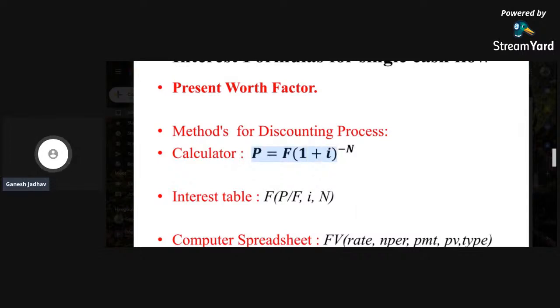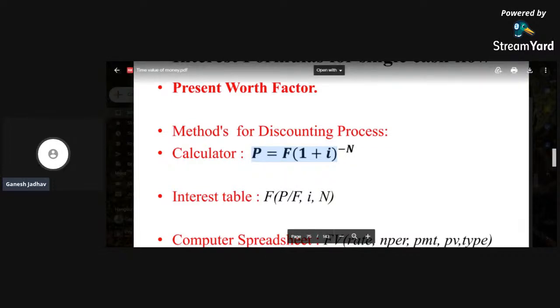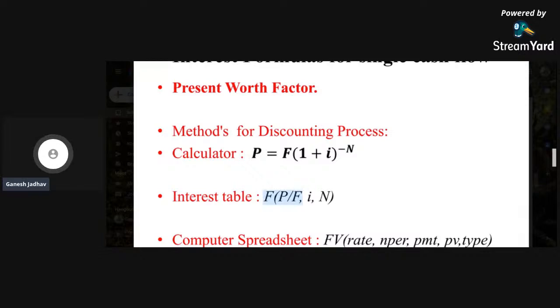So this is the modified formula. P is equal to F in bracket 1 plus i raised to minus n. Then the interest table: this is the future value, and this is the present worth factor.